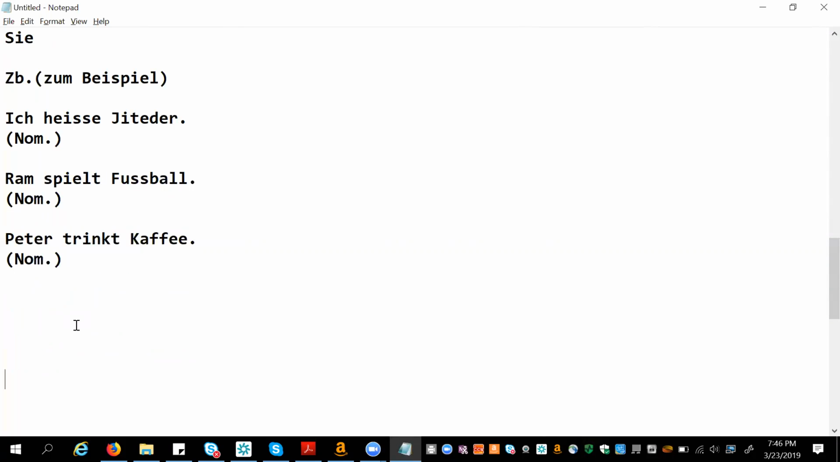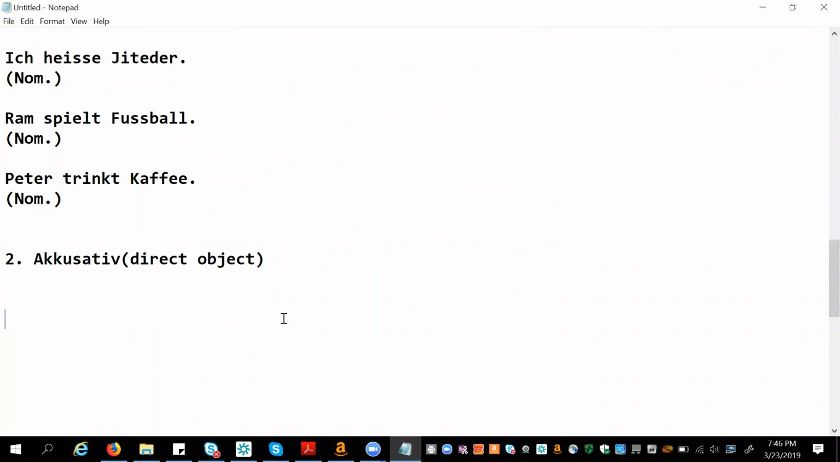Now, talking about the accusative case, this is very important. Accusative, in English we call it a direct object. If you know more about the English language, in English there are two types of object: one is direct object and one is indirect object. So the direct object is the accusative case in German. Now we are going to talk about the accusative case, the second case, which means the direct object. So first of all, we need to know what a direct object is, right? What is a direct object? All right.